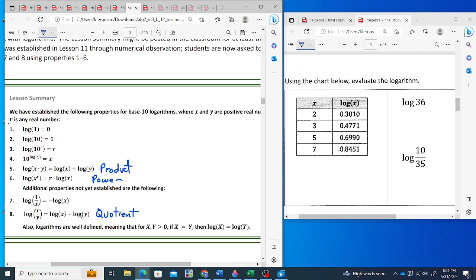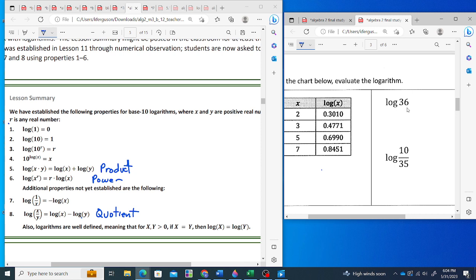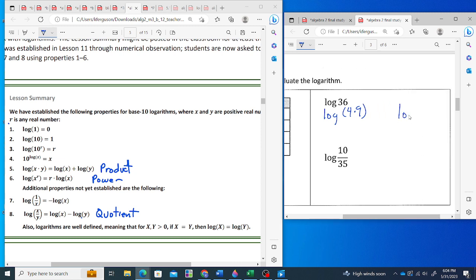So why do I care about those rules in relation to evaluating? Well, right here, log of 36, I can make that a product. So that's log of 4 times 9. Or I could have said that was log of 6 to the second power. Right? So what do I got next? Well, here I can say that's log of 4 plus log of 9. Or this is 2 times the log of 6. There's a couple ways you could do this. Right? So I'm using these rules.